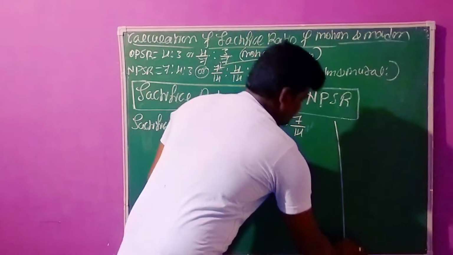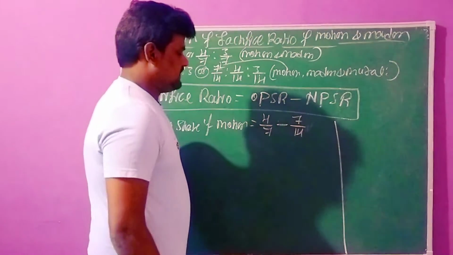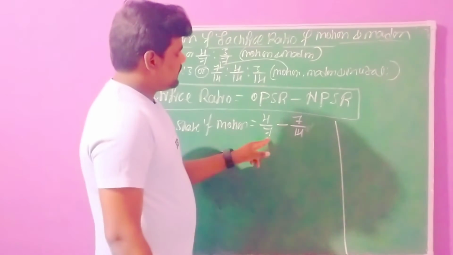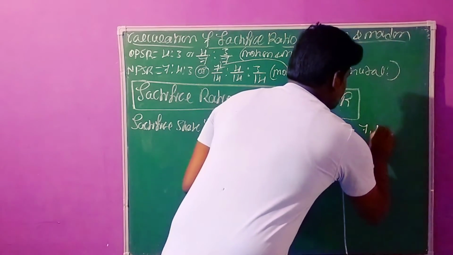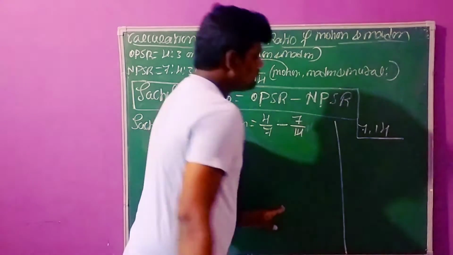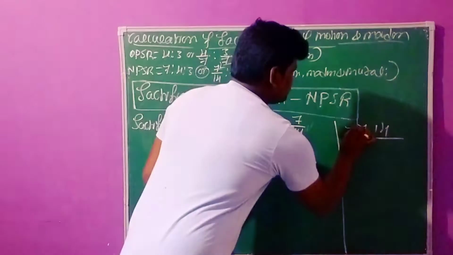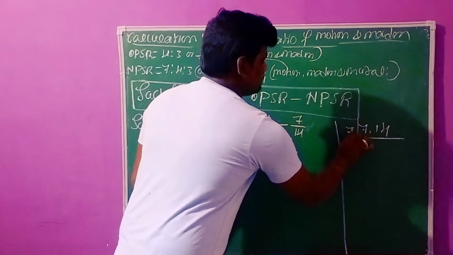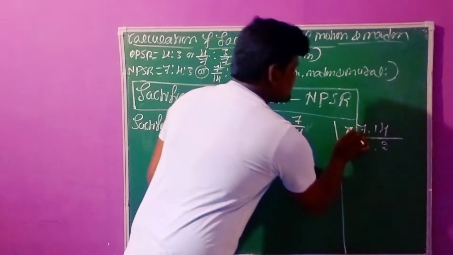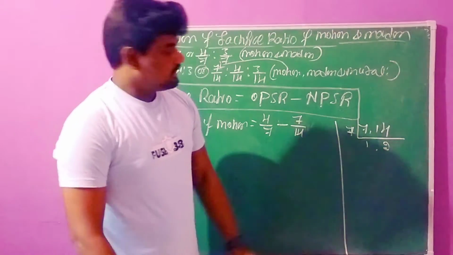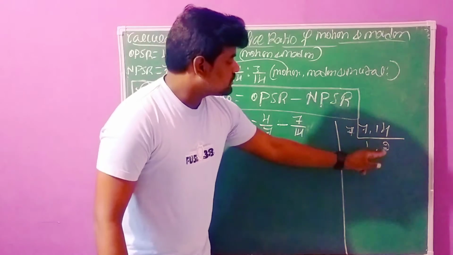So I will take separately one page for these calculations. The denominator fractions are 7 and 14, right? I will take 7 and 14. So I have to calculate. 7 ones are 7. The same way, 7 twos are 14.